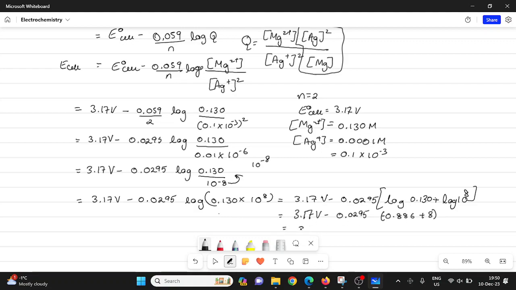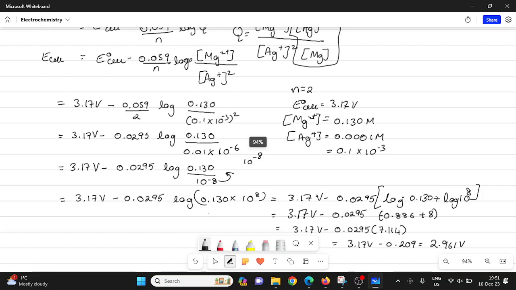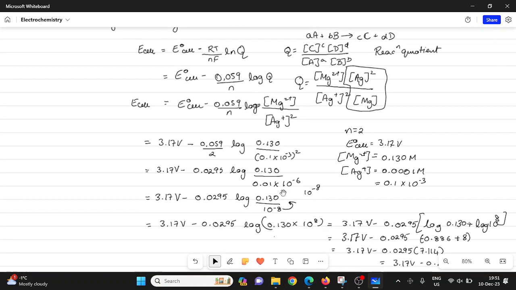So let's simplify it further. 3.17 volts minus 0.0295 into 7.114. And this can be further simplified as 3.17 volts minus 0.209, which gives us 2.961 volts.